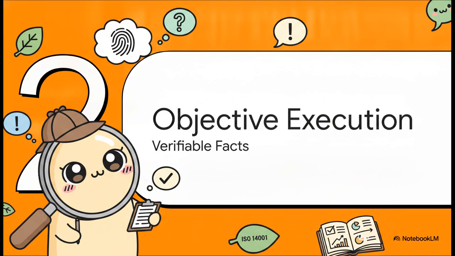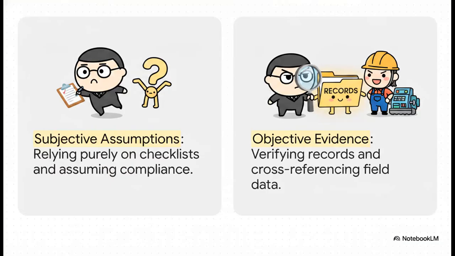Moving right along to Section 2, Objective Execution, which is all about gathering verifiable facts. There is a massive difference between ticking subjective boxes and gathering hard, objective evidence. The trap a lot of folks fall into is relying purely on checklists. You know the drill. An auditor asks, "Hey, do you have an environmental training program?" and ticks yes because the manager said so. But the gold standard here is objective evidence.